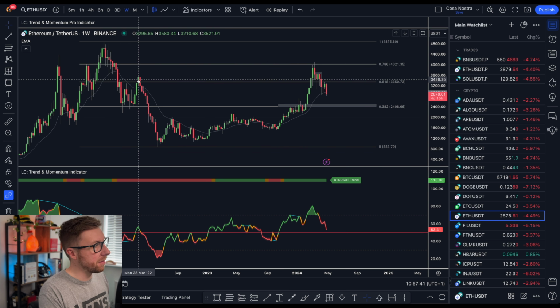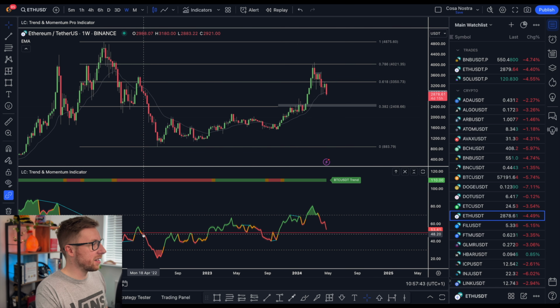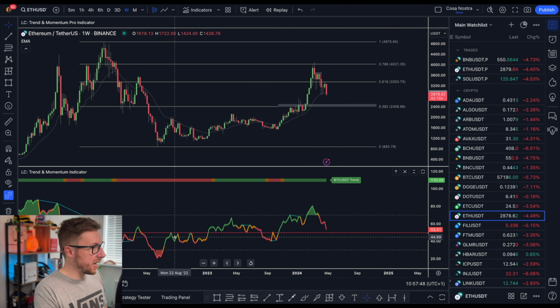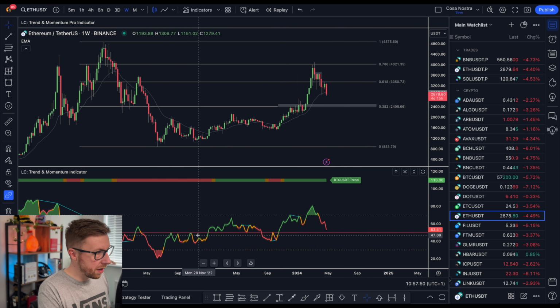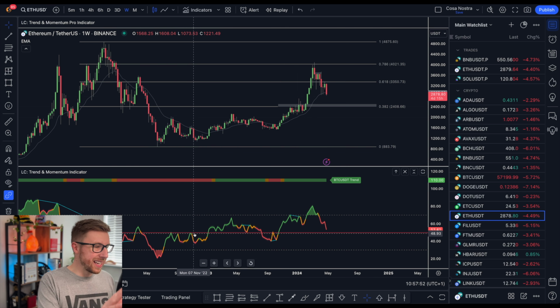You might have bought up here thinking it's going to go up forever, but actually it's telling you here, don't buy this. It's looking ugly. Even when it's below this point here, it's still below that 50% mark. It's telling you to stay out of that market.